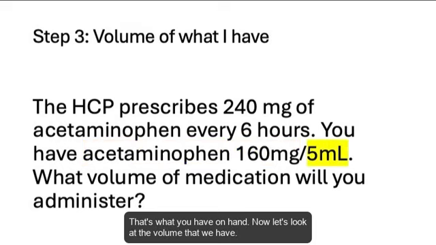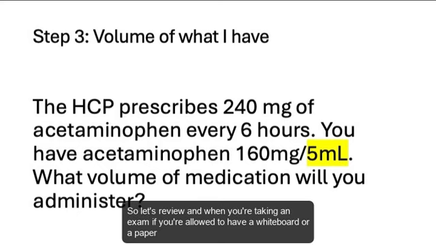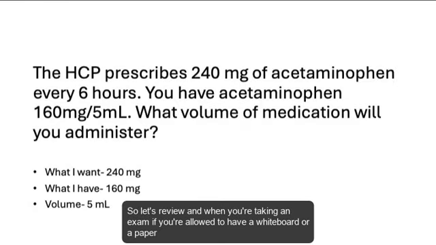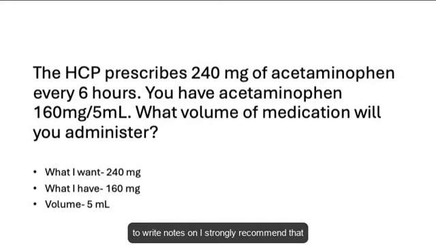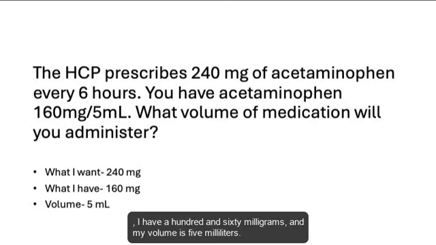Now let's look at the volume that we have. And so if we look at this question, we have acetaminophen 160 milligrams per 5 milliliters. So that 5 milliliters is the volume that we have. So let's review. And when you're taking an exam, if you're allowed to have a whiteboard or a paper to write notes on, I strongly recommend that you write out what I want, what I have, volume. So in this instance, if I was completing this question, I would write, I want 240 milligrams, I have 160 milligrams, and my volume is 5 milliliters.